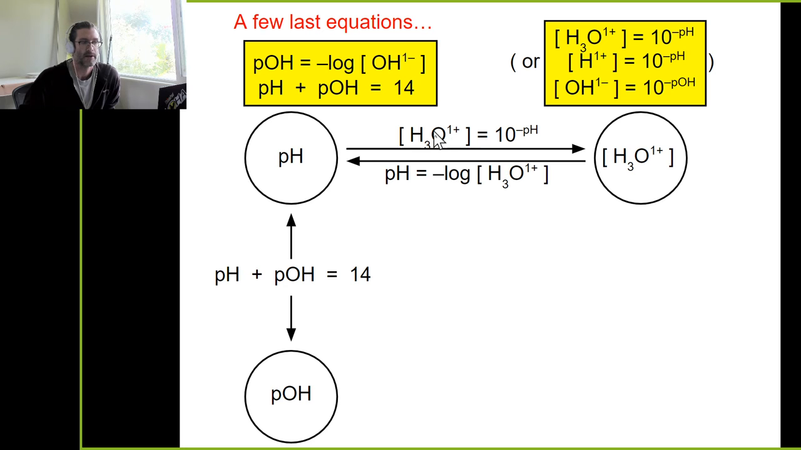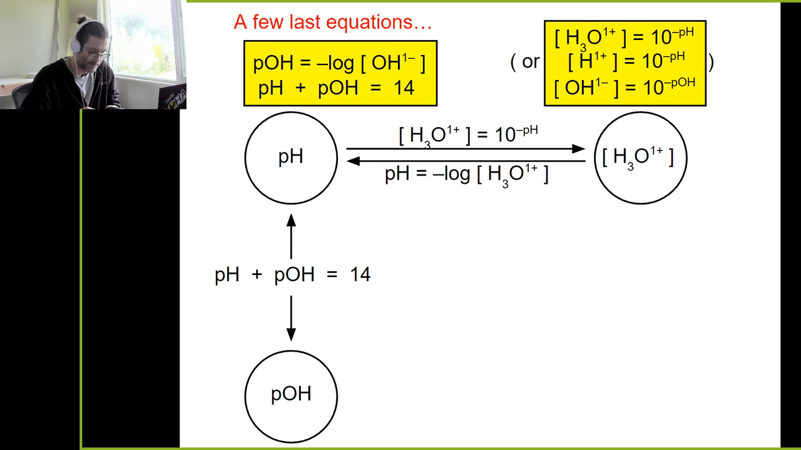So if we're trying to solve for this variable pH and we have the concentration of H3O plus or the concentration of H plus, then we use the reciprocal function in order to solve for it. That's it. That's all we're doing. That's what the log is. And it can be useful to familiarize yourself with the pattern that it makes, because it's a pattern.